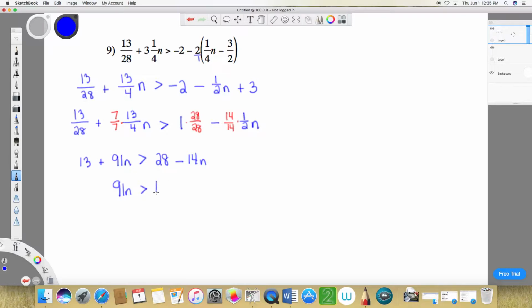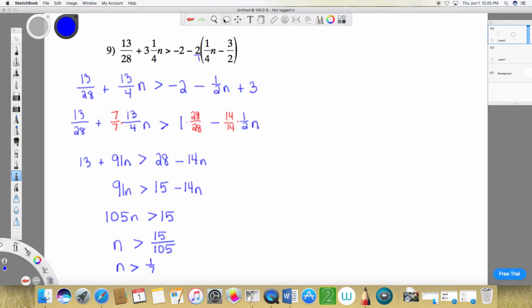28 minus 13, I believe, is 15. Let's add 14n to each side. So does that get me 105? And now divide each side by 105, and I'm sure that this fraction reduces because I know that they're at least divisible by 5, but it might be that 105 divided by 15 is 7. So my final answer here is n greater than 1/7.